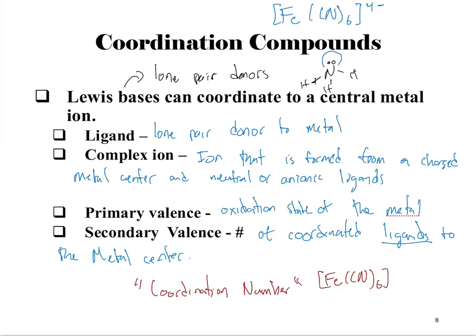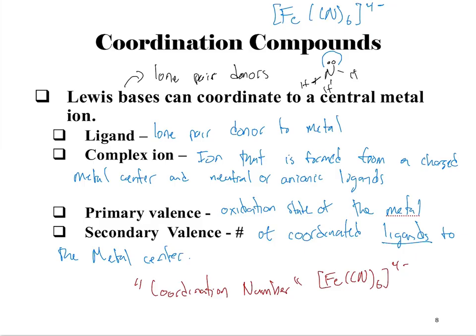So for example, hexacyanato ferrate, right, which is what this compound is right here. The primary valence for this, 4 minus, would be the oxidation state of the metal center here. Iron is our metal center. What would be the oxidation state of this metal center? Does anyone have an idea?